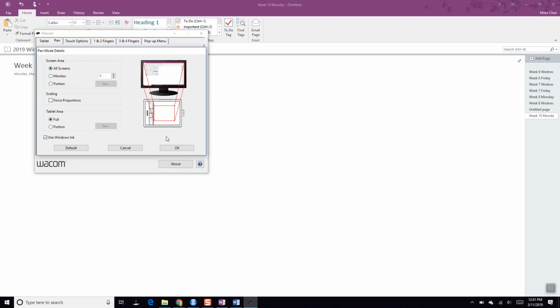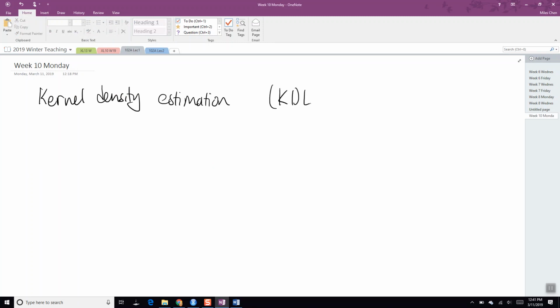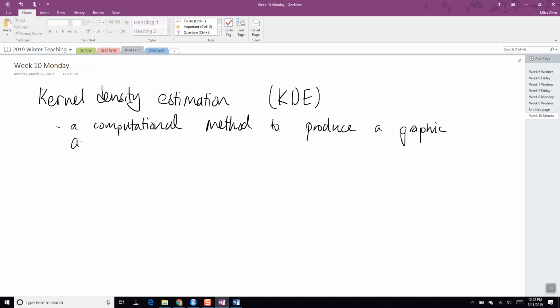Okay, so the way it works, kernel density estimation, okay, this is a computational method to produce a graphic approximation of the underlying probability distribution.